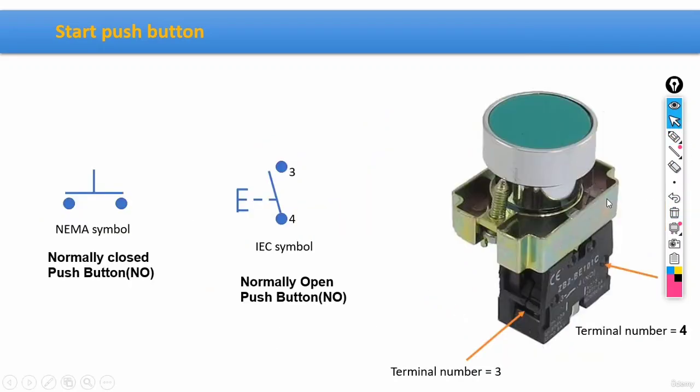Here we go. What we got here, guys, is a real image of a start-stop push button. Also, there's a couple of terminals, number 3 and 4. According to the IEC standard, this would be the exact symbol that we usually use for such push buttons. And this one would be the symbol that we usually use if we are working based on NEMA standards, which is an American one.